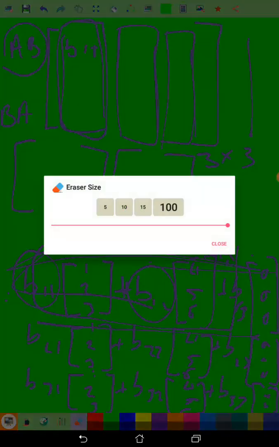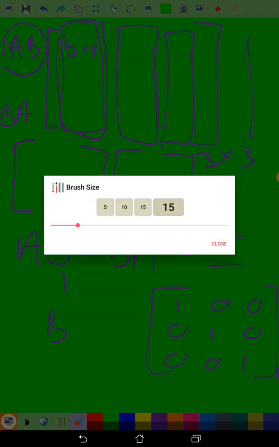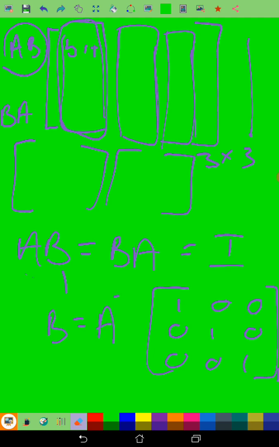So now, just to make it clear, if you take AB or BA and you get in the end a square matrix, an identity matrix, 1 0 0, 0 1 0, 0 0 1, it means that B is the inverse of matrix A.